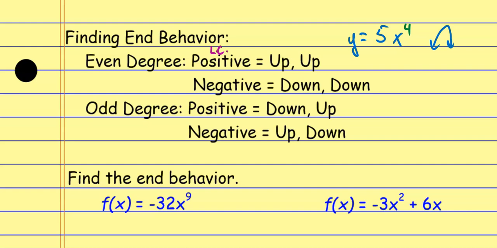Every other even degree is going to do the same thing, all right, in terms of opening up versus opening down, okay? So when the leading coefficient is positive, both ends open up, all right? And when the leading coefficient is negative, both ends open down. And then the odd degree, you might not recognize that you've seen an odd degree polynomial before, but you have. It's the first degree polynomials, okay?